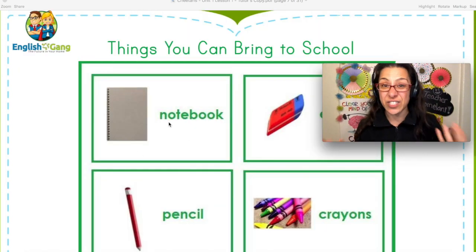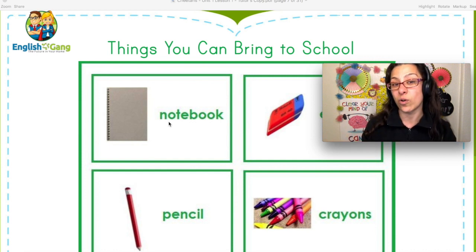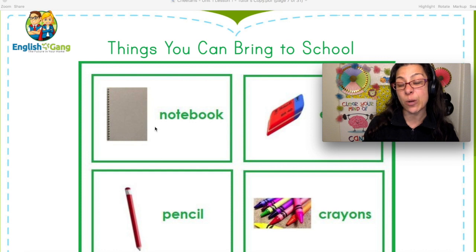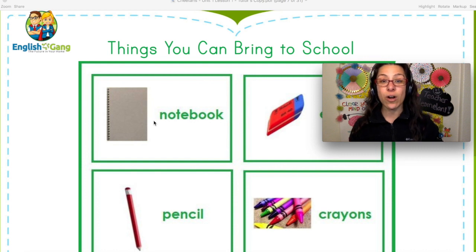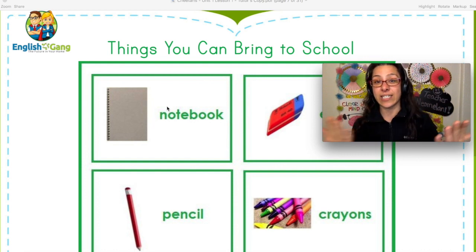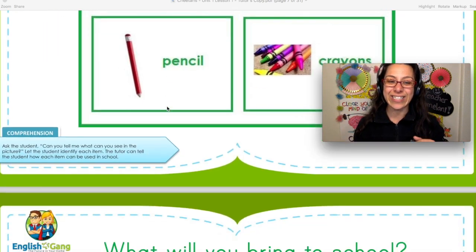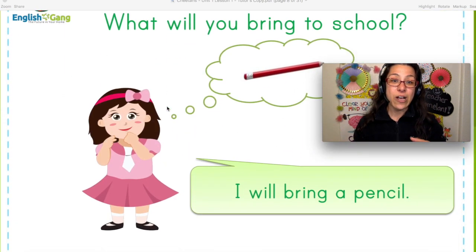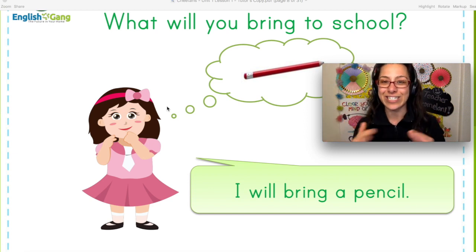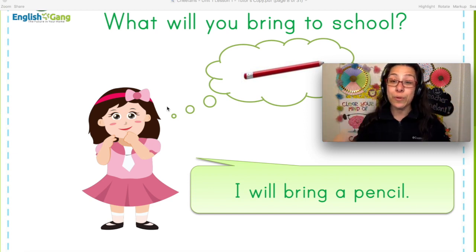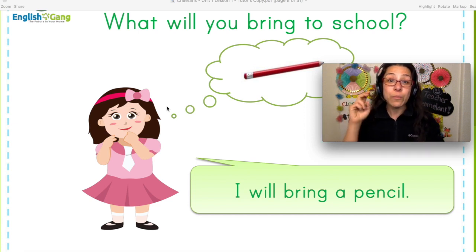Here I just have the students recite the words, and I circle the picture and I say, what can you bring to school? And I will have them respond, "I will bring a notebook." I will emphasize that sentence structure on this slide. And then again here, repetition, repetition, repetition. So what will you bring to school? "I will bring a pencil."